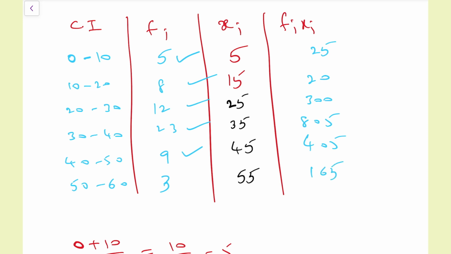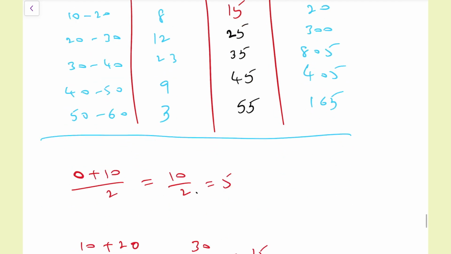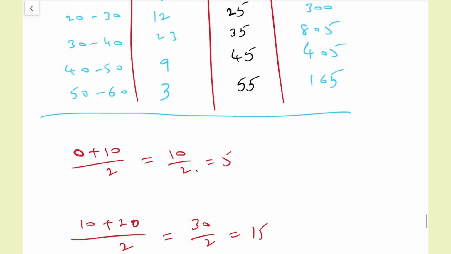Now let us write the formula first. Then if anything is still required after writing the formula, we will do it. I already said I am going to solve by the direct method, right? So x bar equals, the formula for the direct method is sigma fi xi divided by sigma fi. Sigma is nothing but summation. Total fi xi we need to add, and total fi also we need to add. So let us check that addition then.